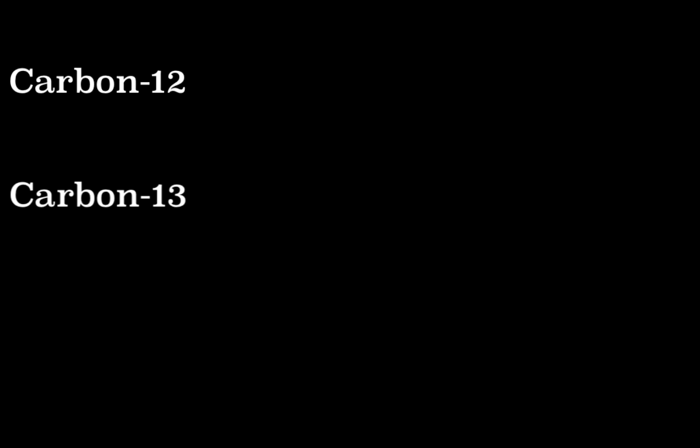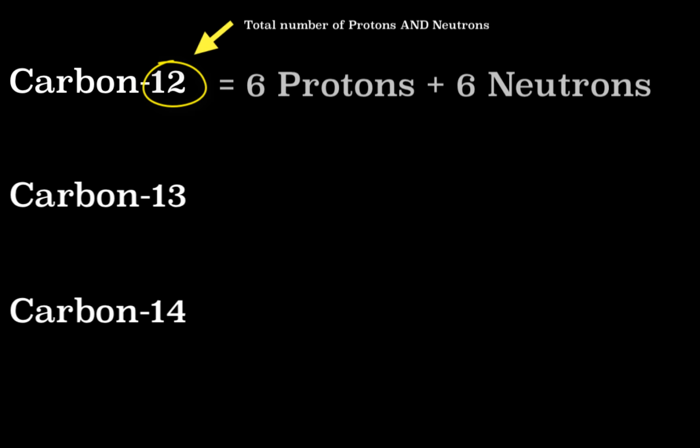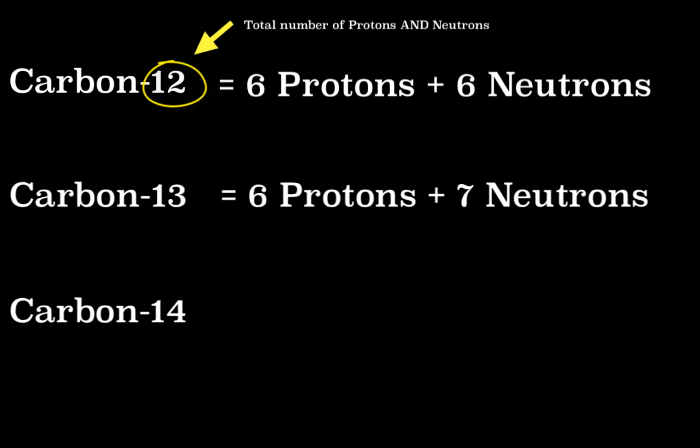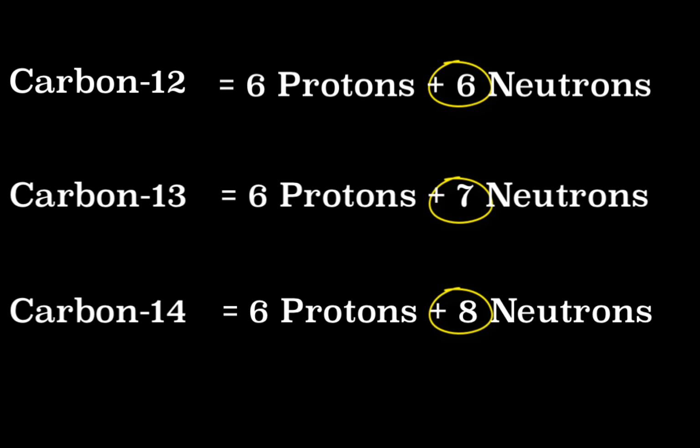Let's look at the element carbon as an example. Carbon has 3 well-known isotopes: carbon-12, carbon-13, and carbon-14. Now, you may think that 12, 13, and 14 would refer to the number of neutrons. Actually, it refers to the total number of protons and neutrons. Carbon-12 has 6 protons and 6 neutrons, carbon-13 has 6 protons and 7 neutrons, and carbon-14 has 6 protons and 8 neutrons. Now remember, carbon will always have 6 protons. So the variation between the different isotopes is really how many neutrons each carbon atom has.